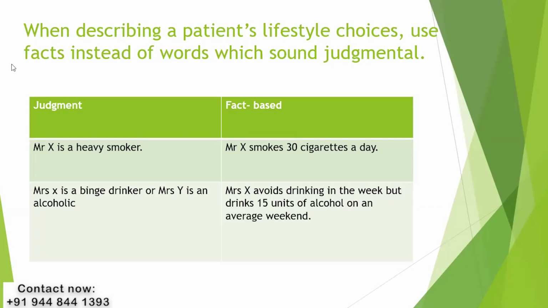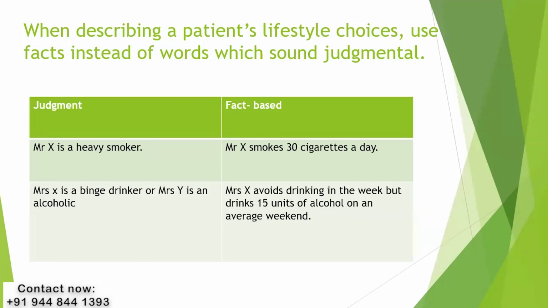When it comes to the patient's lifestyle, we all have chances to get the social history right, that is, whether the patient is a smoker or a drinker. According to this criterion, we have to use fact-based information. We have to be non-judgmental towards the patient and also towards the reader. Which is judgmental and which is non-judgmental, you can see on the screen, there are examples.